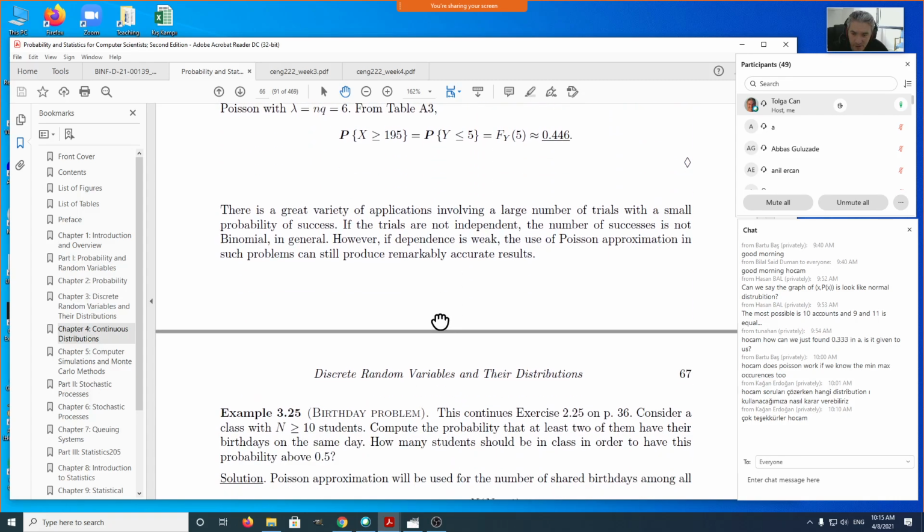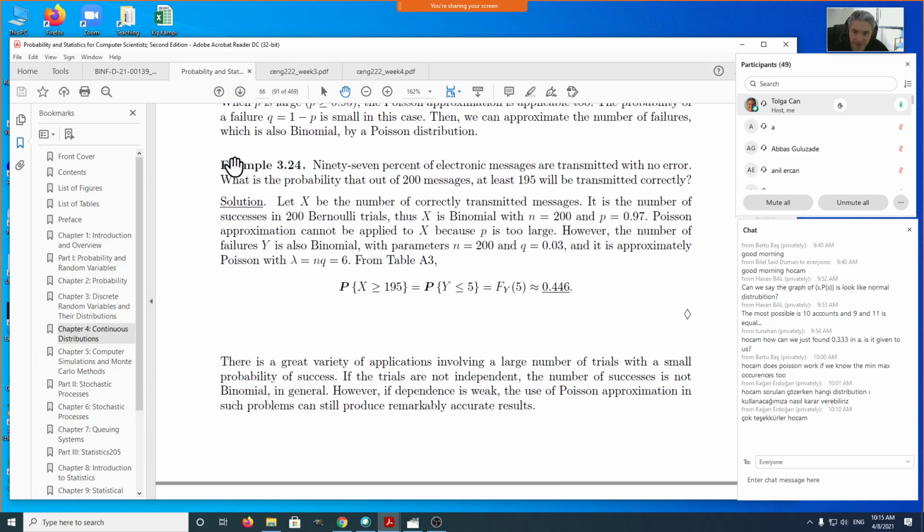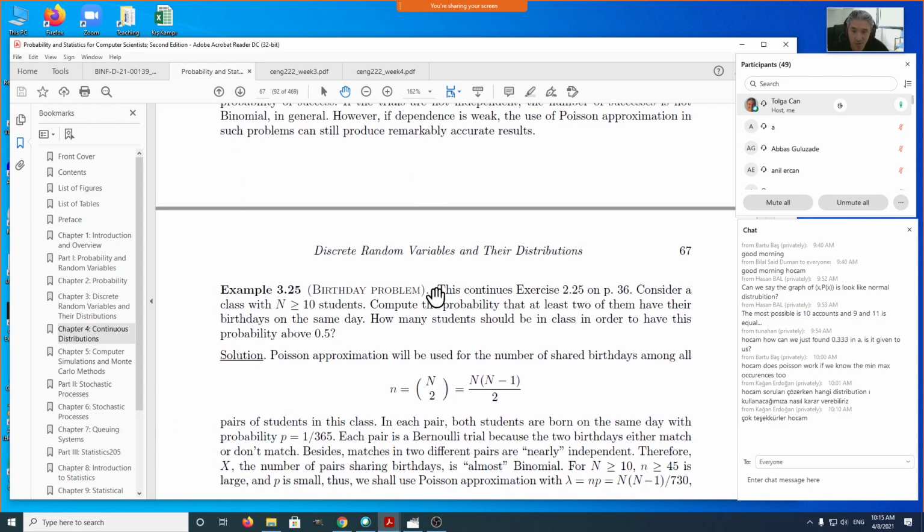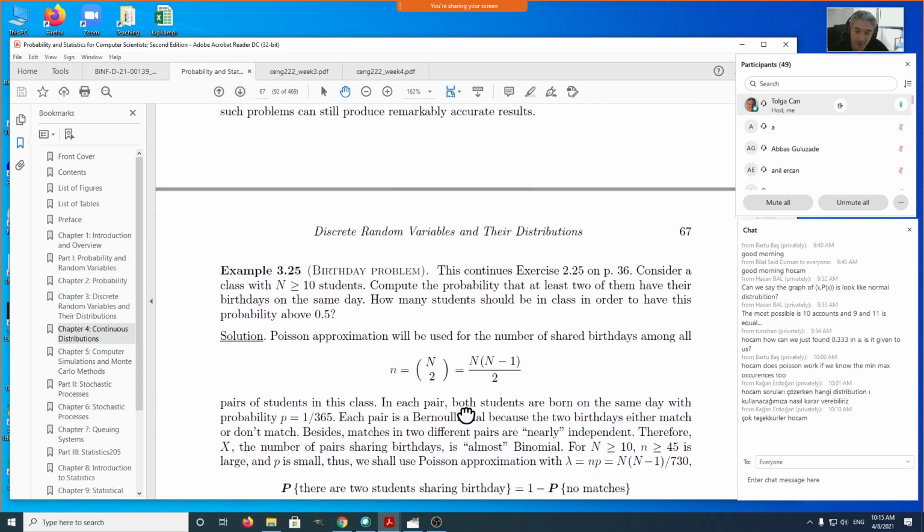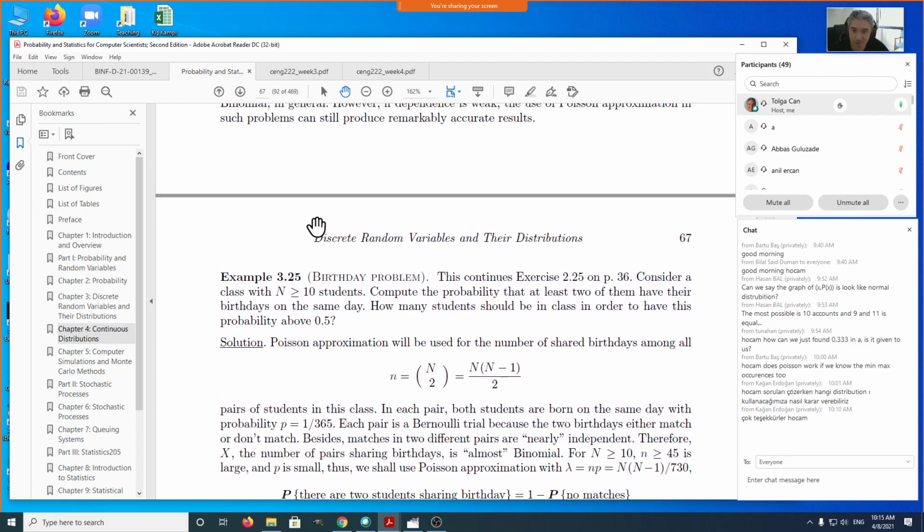So let's take a look at this birthday problem. There's another example that uses this Poisson approximation to binomial, but let's take a look at this birthday problem. Actually, it's a continuation of some exercise on page 36. We can also refer to that, but let's read the example here.